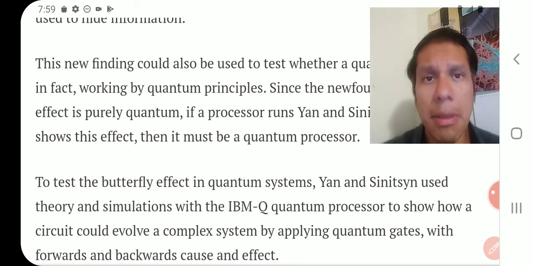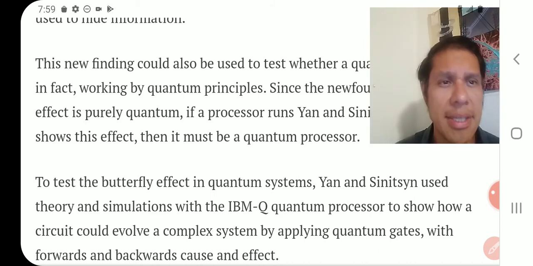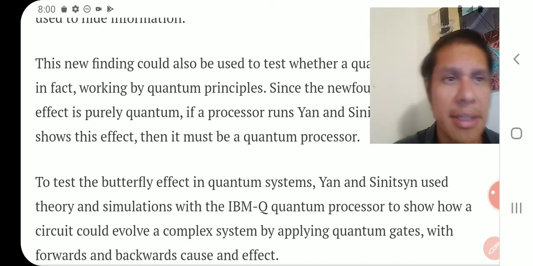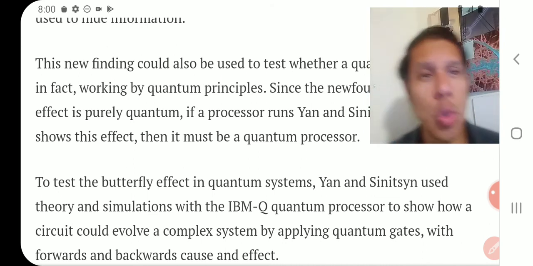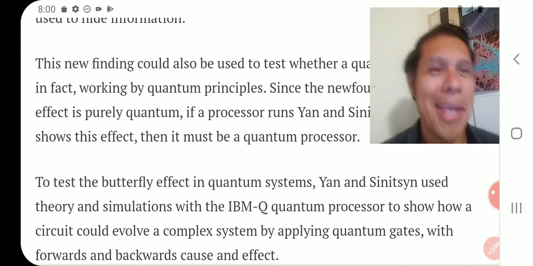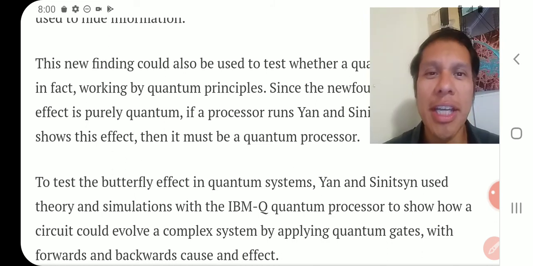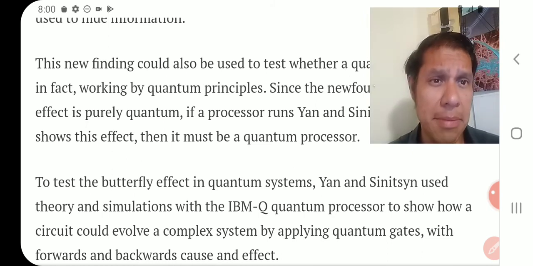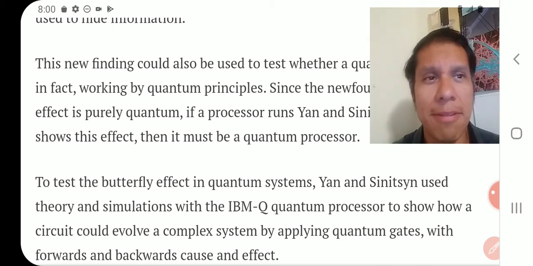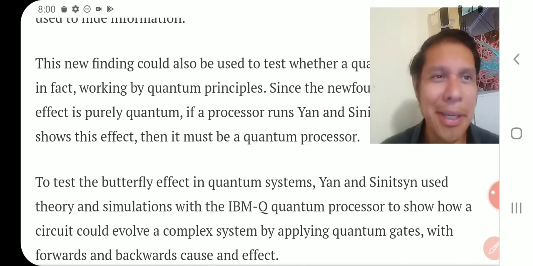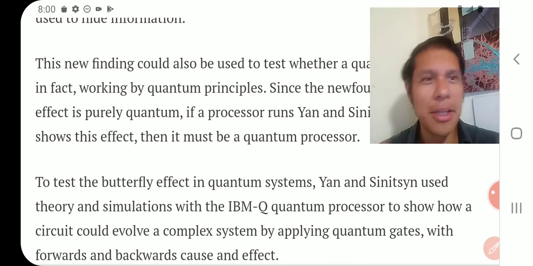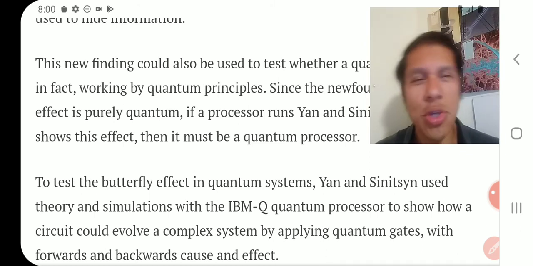"To test the butterfly effect in quantum systems, Yan and Sinitsyn used a theory and simulations with the IBM Q quantum processor to show how a circuit could evolve a complex system by applying quantum gates with forward and backwards cause and effect." And I kind of disagree a little bit with the language there, with forward and backwards cause and effect.